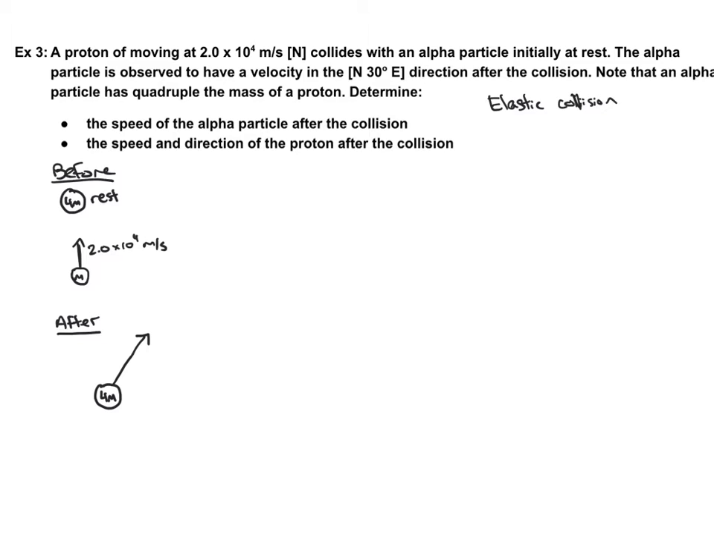So for now, all I can really do is label in the angle. It's 30 degrees. And I'm going to label this vector as v, I'll call this b prime. I'm going to use a for the original object that was moving, which was the proton, and I'll use b for the alpha particle. Okay.